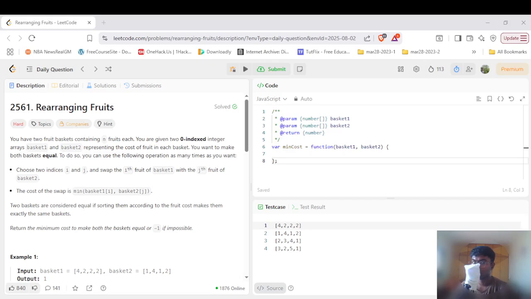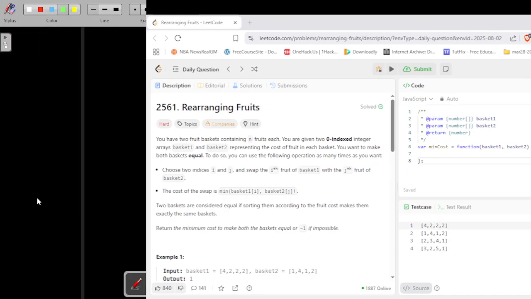Hello everyone, we are going to be solving 2561 Rearranging Fruits. This was a daily LeetCode problem given on 2nd August, right? That was Saturday. So before starting this problem, we shall have a small motivational quote.